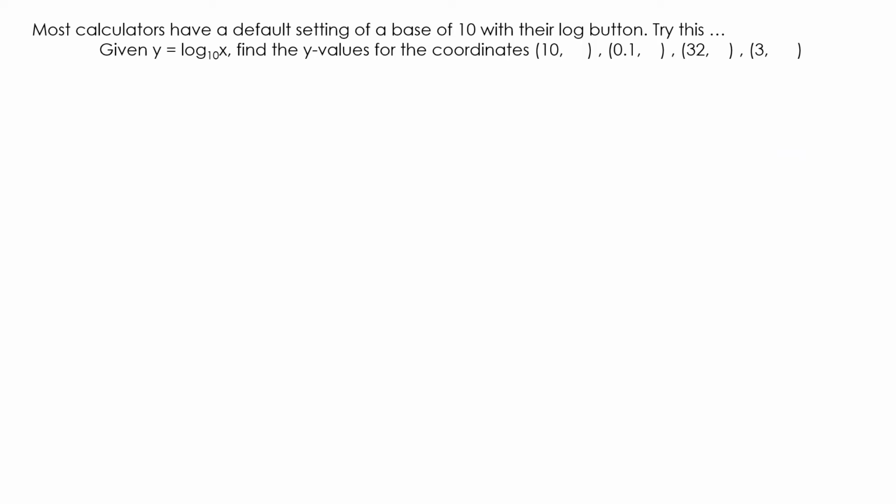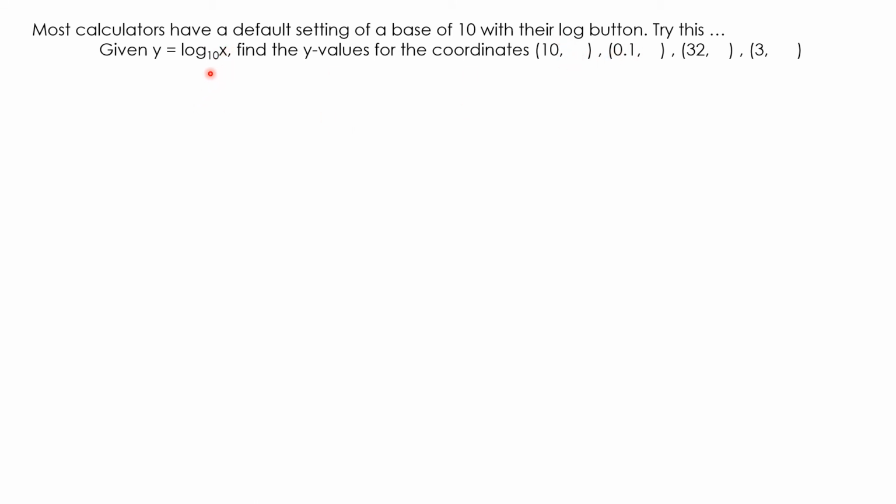Most calculators have a default setting. That's why you can check it. Your calculator won't show you a base 10, but it almost guaranteed has an automatic base of 10. So the way you can check that, if this is your function, log base 10 of x, we want to see what the y values are. Now you already know what they are for these values right here. So 10 to the power of what is 10? That's what this part is asking right here. 10 to the power of what is 10? That's what I'm trying to calculate.